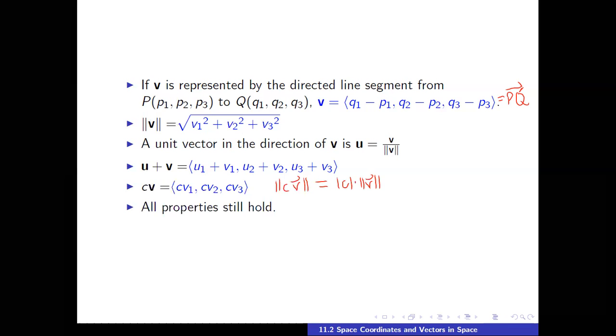Okay? And all other properties still hold that we had before, like the associative property of addition of vectors, the distributive property of a vector over a sum of scalars, or a scalar over a sum of vectors. All of those properties we had in two-dimensional space still hold, okay? Any questions on this so far? It's pretty standard stuff, and it shouldn't be that surprising given what happened in two-dimensional space, okay?